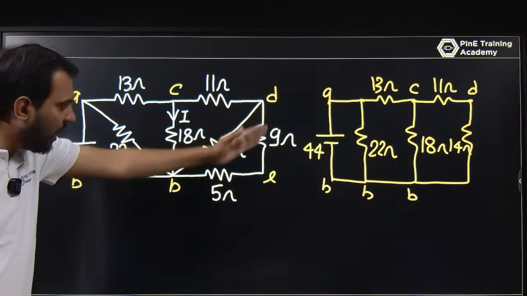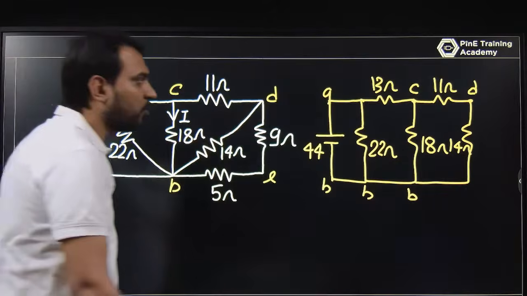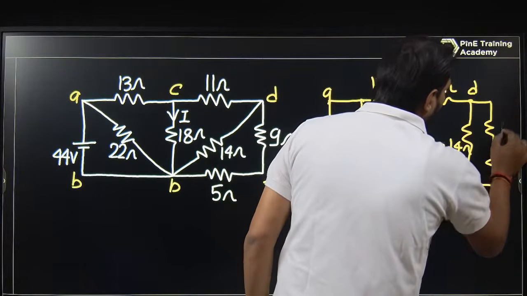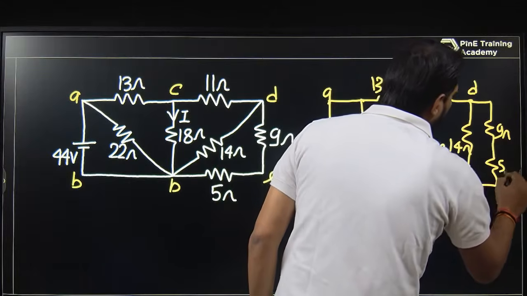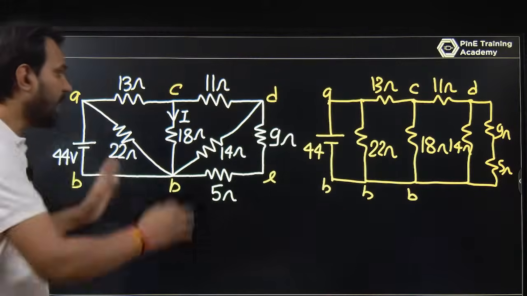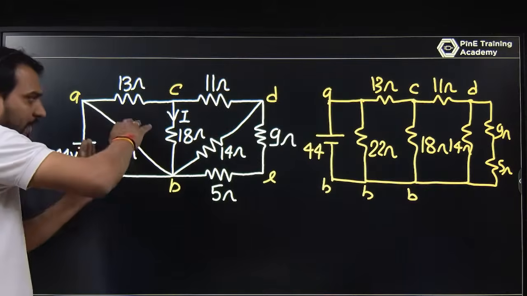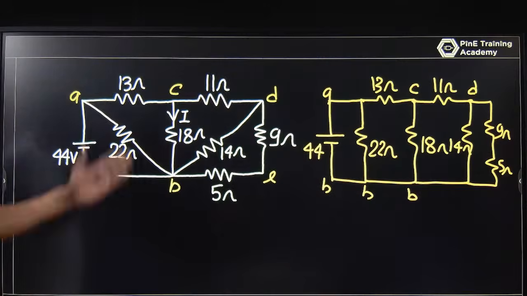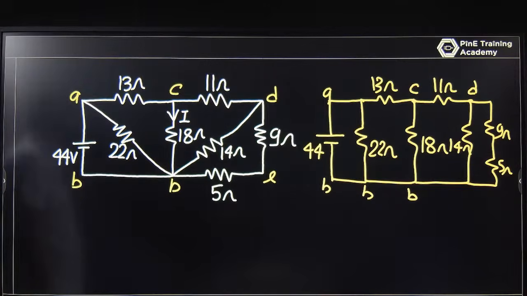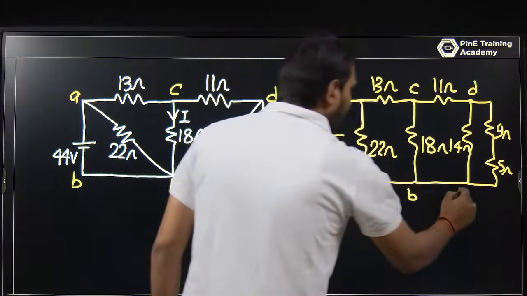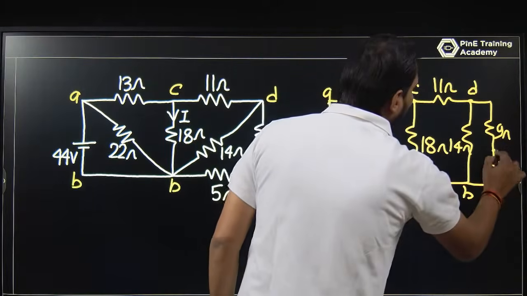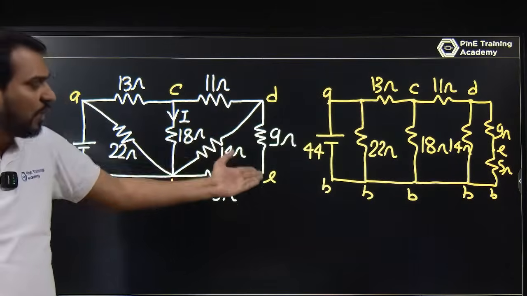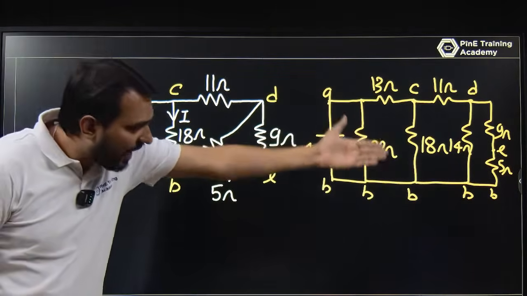So I am saying that from D to B, 9 plus 5 is 14 ohm, or you can write it in this way: this is 9 ohm and this is 5 ohm. This is the way to convert the complex circuit into a simple one by the help of node points only. This is B, this is also B, and this is E. If you are confused where E is, in between the 9 and 5 you have E, and they are in series.